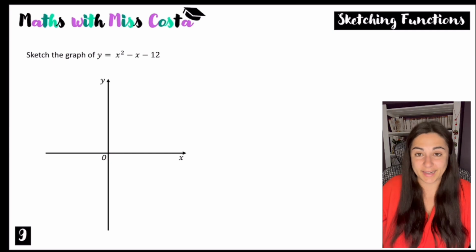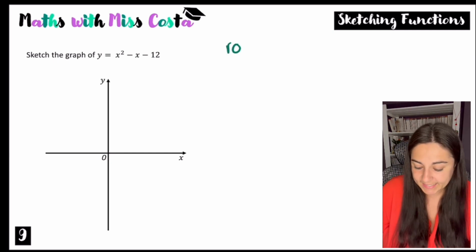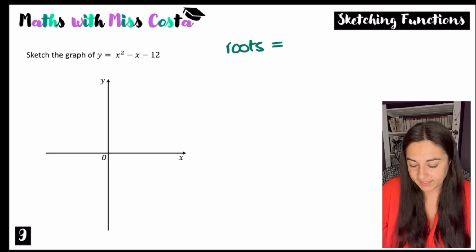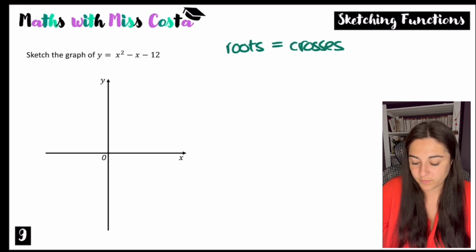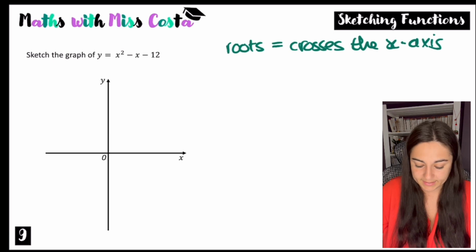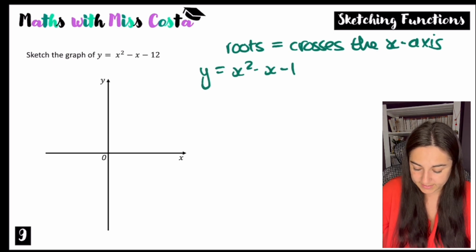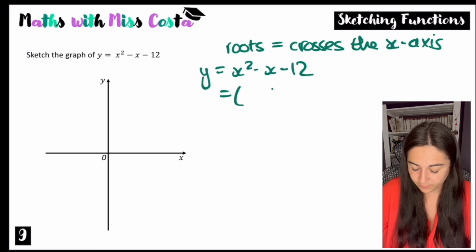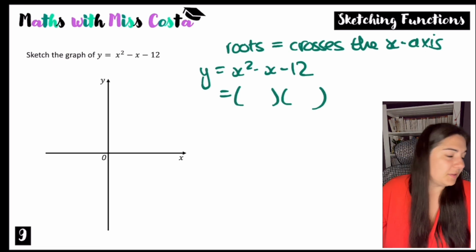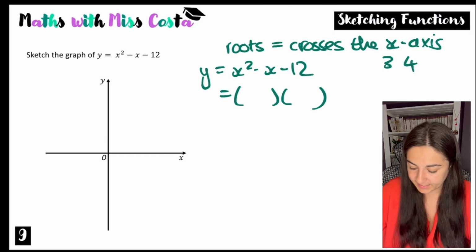Okay, so sketching a quadratic. The key thing you need to know is that to find the roots of a quadratic, where the graph crosses the x-axis, all you need to do is factorise your expression. So we've got y equals x squared take x take 12. If we factorise that, what are the factors of negative 12? Maybe 3 and 4, or 2 and 6, but let's say 3 and 4.